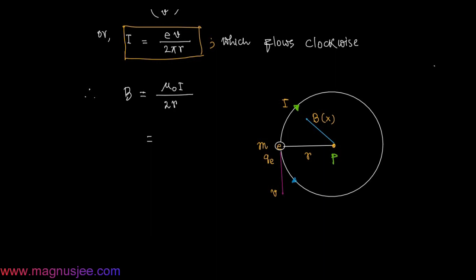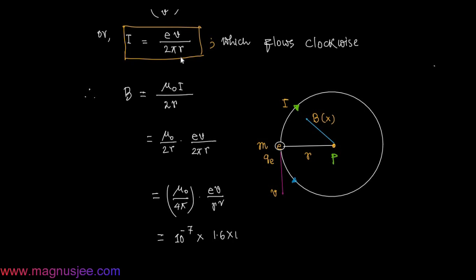Therefore, the magnetic field induction will be B, which is mu 0 I divided by 2R. The magnetic field induction at the center P of the circular orbit B will be equal to mu 0 I divided by 2R, equal to mu 0 divided by 2r into EV by 2 pi r, equal to mu 0 by 4 pi EV by r square.